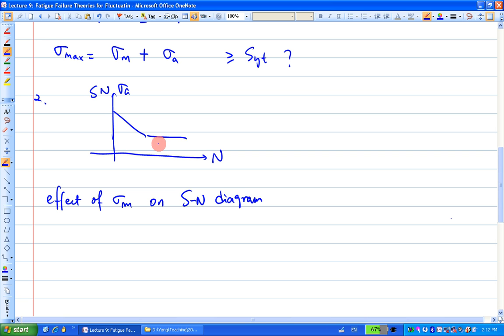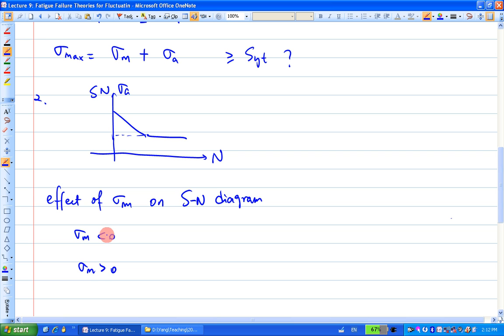Before we talk about the effect, what information does the SN diagram tell us? It tells us the endurance limit, and it also tells us, at a certain stress, the corresponding number of cycles it can endure. That's what the SN diagram tells us. Now you introduce the sigma m loading into this loading condition. Suppose that sigma m is less than 0 or sigma m is greater than 0. Those are the two situations here.